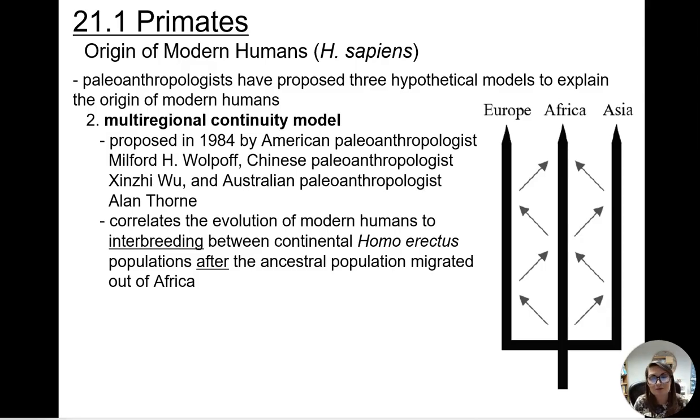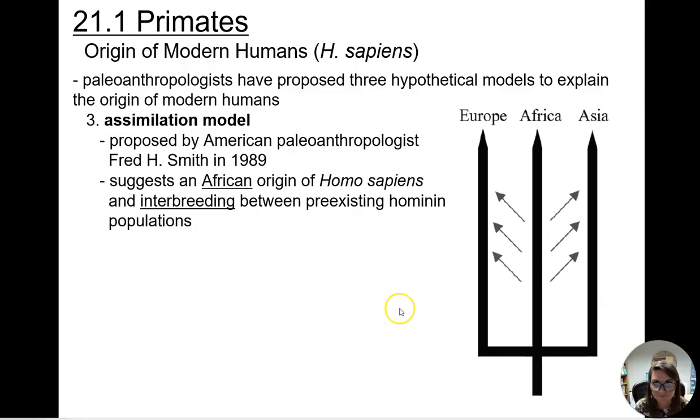The multi-regional continuity model was proposed in 1984 by American paleoanthropologist Wolpoff, Chinese paleoanthropologist Wu, and Australian paleoanthropologist Thorne. They correlate the evolution of modern humans to interbreeding between the continental Homo erectus populations after the ancestral populations migrated out of Africa. So we see how they migrate out of Africa into Europe and into Asia, then they come back, then they keep going in and out of these different populations. So that's what that diagram is showing.